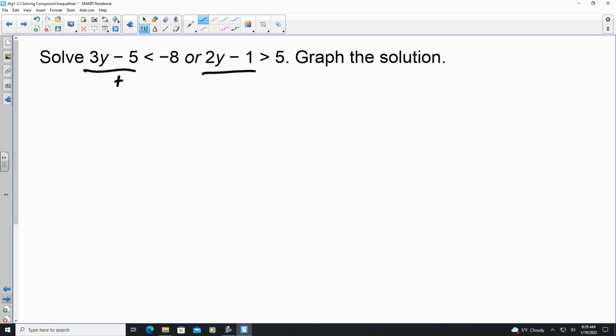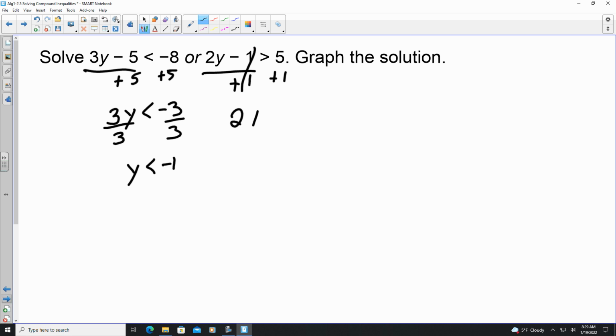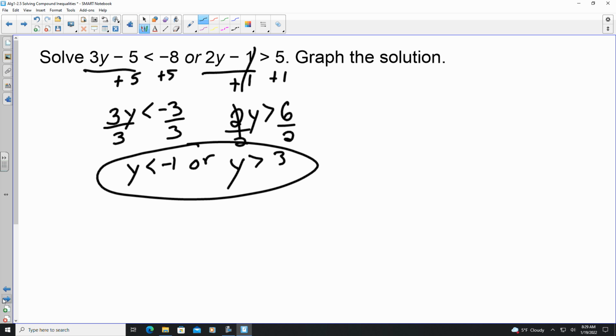So looking at the first one, adding 5 to both sides, now I got 3y is less than -3. Dividing by 3, y is still going to be less than -1. On the second inequality, I'm going to add 1 to both sides, which then cancels. So now I got 2y is greater than 6. Dividing 2 to both sides, I get y is greater than 3. So my or statement is going to be y is less than -1 or y is greater than 3.